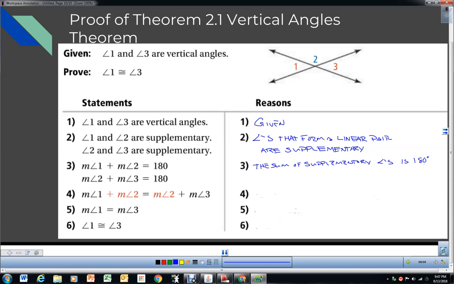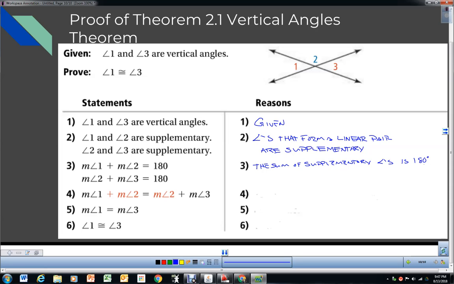Okay. So if you look right here, measure of angle 1 plus 3, okay. If you add 2 to these, then they're equal to each other. Because what we're saying is that if 1 plus 2 equals 180 and 2 plus 3 equals 180, then we can say that these two equations are equal. And that's the transitive property of equality. We kind of talked about that on the last page.